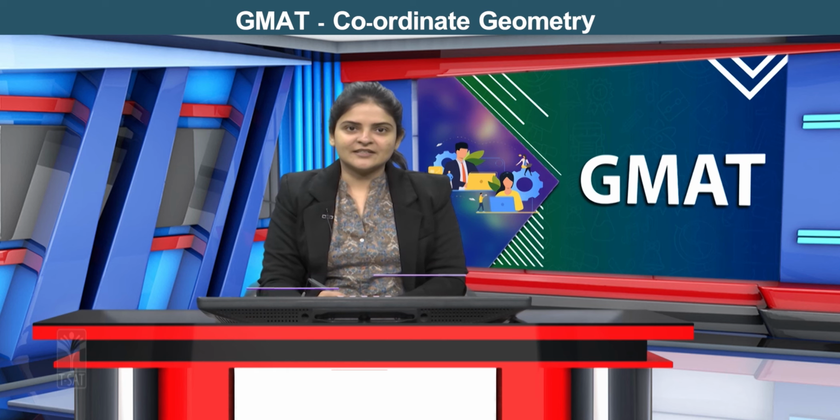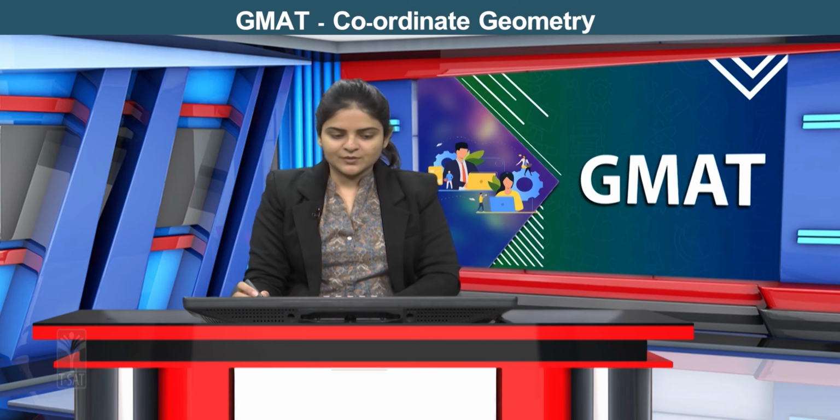The GMAT is scored out of 800, out of which half is based on your quantitative reasoning score and half is based on your verbal reasoning score. Today we will be looking at some problems on the topic of coordinate geometry for your quantitative reasoning part. Let's look at the first question.